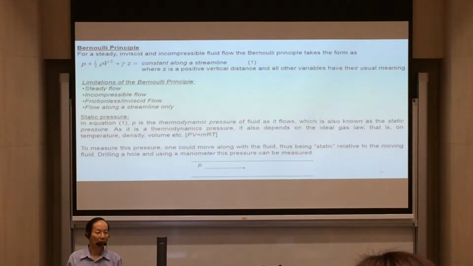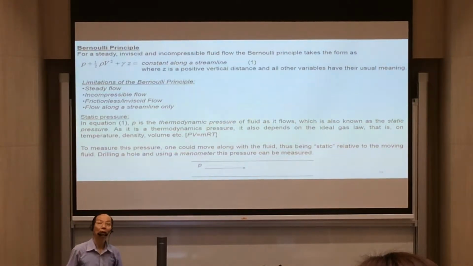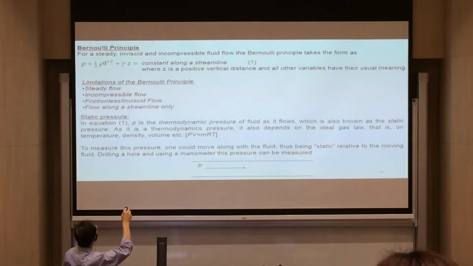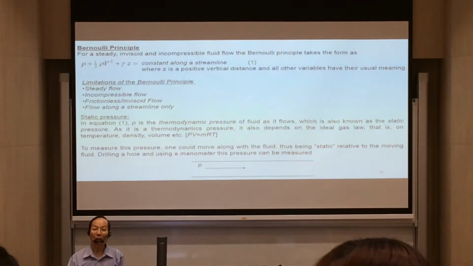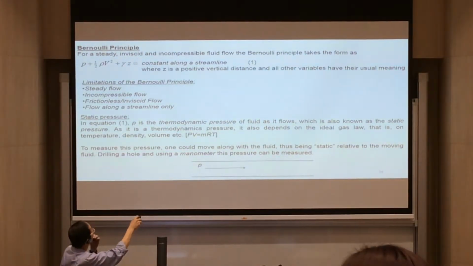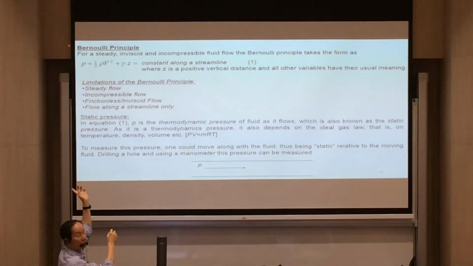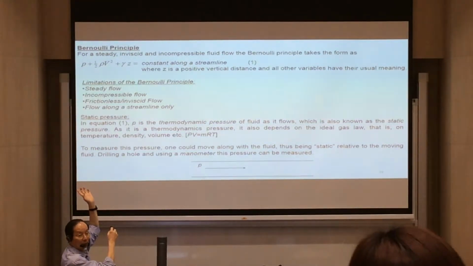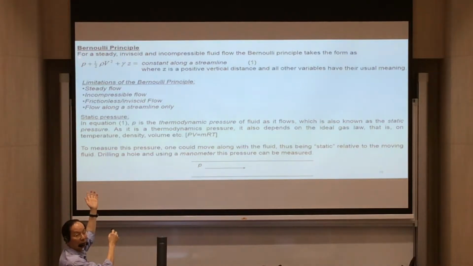Viscous versus inviscid. In a non-viscous regime, it's steady, inviscid, and incompressible fluid. So what does that mean? Density is constant, incompressible. The Bernoulli principle takes the form of P, which is pressure, plus half rho V squared, where rho is density and V is the velocity of the flow.